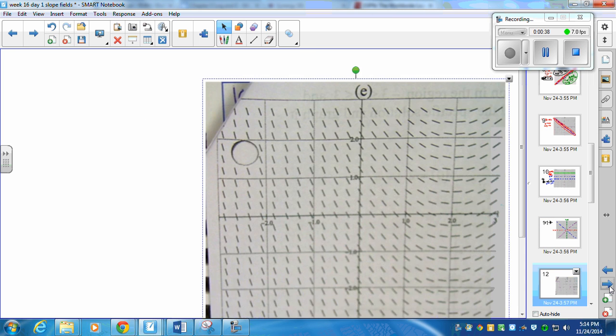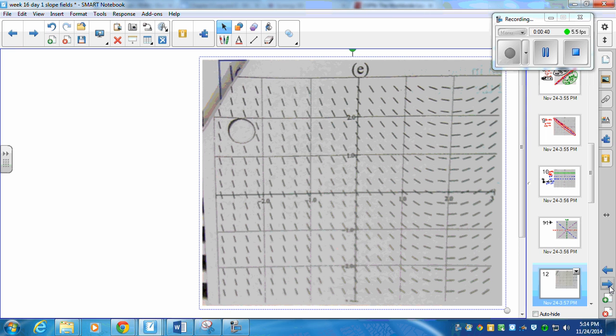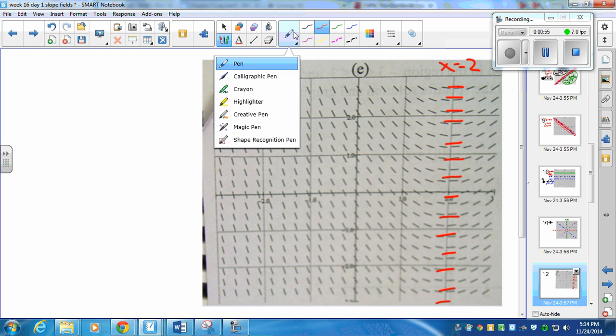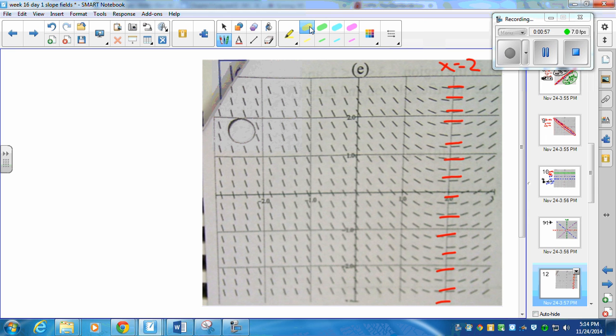Okay, let's look at E here. I go, okay, let's see, focus on flatness. Flat, flat, flat, flat, flat. That's flat when x equals 2. Another thing I notice is everything here vertically, nothing changes, so it must only be x's. So I'm going to try this one.